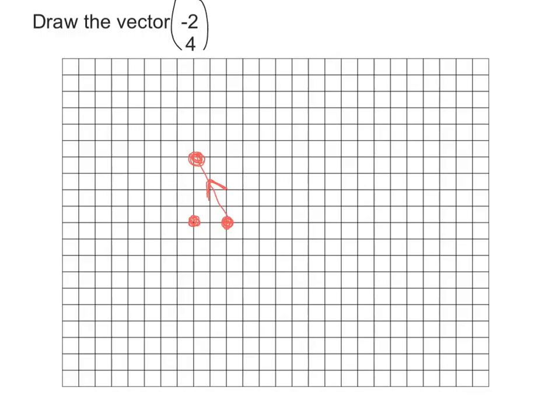Now when I'm talking about drawing it anywhere in space, I'm talking about I could start here and draw it here. And it would still be the same vector. I could draw it here and I can draw it here and it'll still be the same vector, okay? Every single one of those vectors is the exact same. They are the vector (-2, 4). They're just appearing in different places within space.